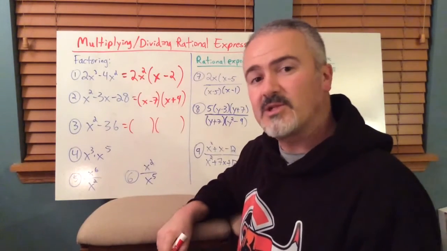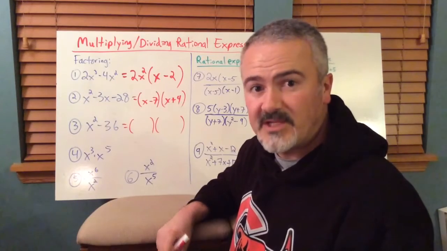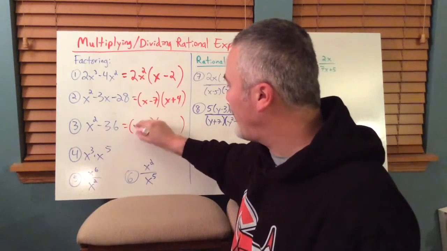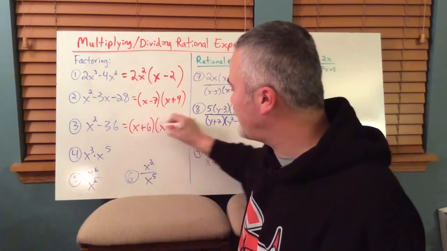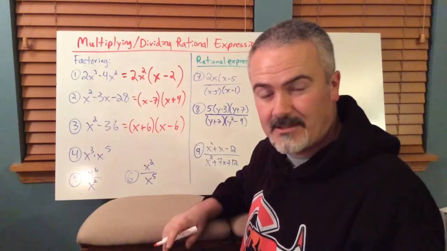We have difference of perfect squares, so I would take the square root of each term. Square root of x squared is x, and the square root of 36 is positive 6 and negative 6.